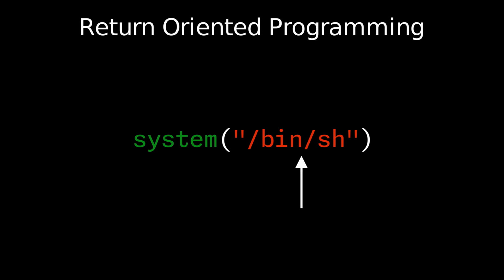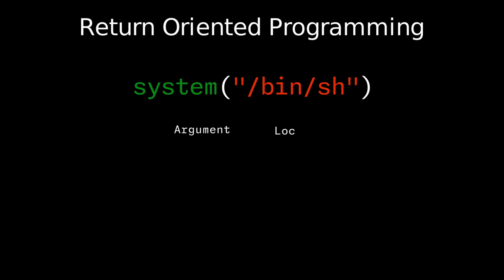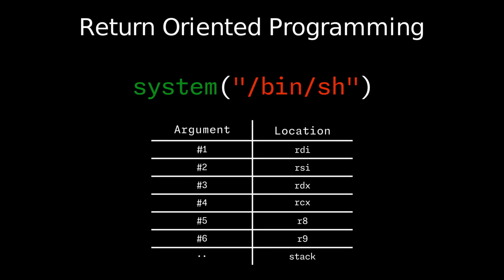How do we actually get that argument there? Because all we have is the stack. We can't just write code. And so, to do that, we need to think about how these are actually laid out. This is the calling convention for Linux 64 machines.